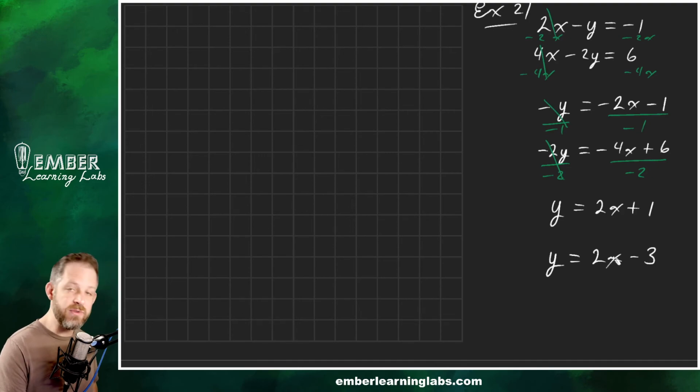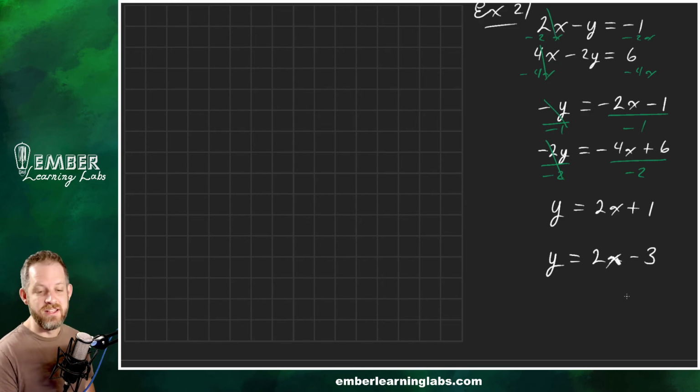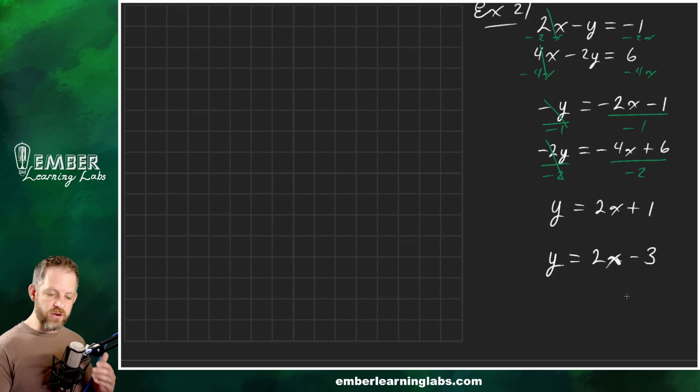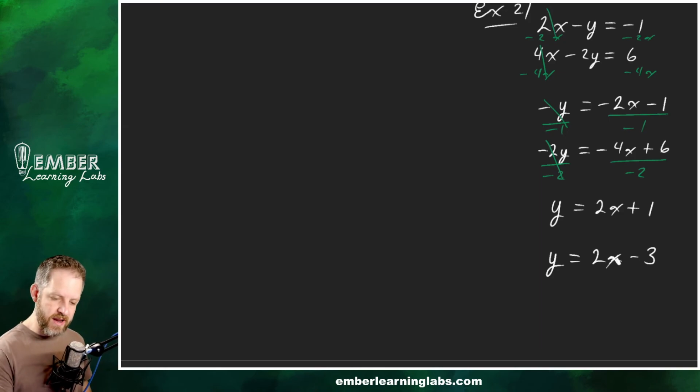Okay, so these two are not the same line, right? But they do have the same slope, so we actually already know the answer, right? We already know that this one is going to be inconsistent and have no solution. But let's go ahead and graph it so that we get it on there.